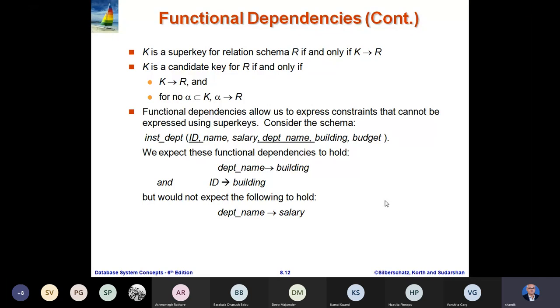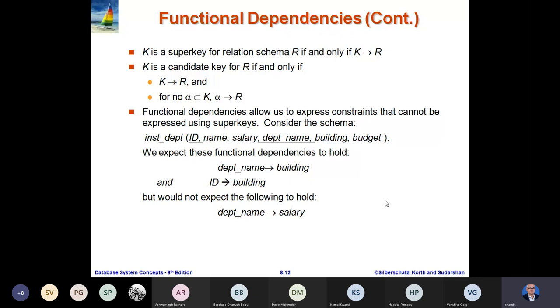Now we'll go through this slide and complete today's discussion. You have already studied the concept of a super key. Now we can say K is a super key for relation schema R if and only if K functionally determines R. When we say K is a super key, one point to note is that K itself might also be a set of columns. So K need not always be a single column, it only denotes this K.